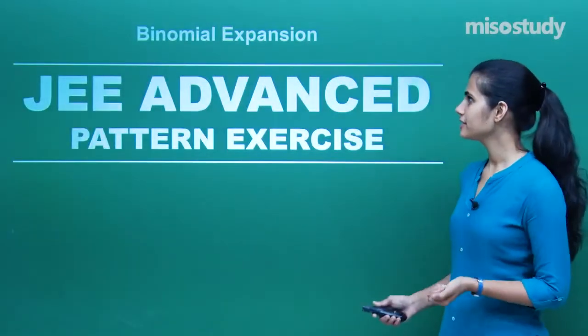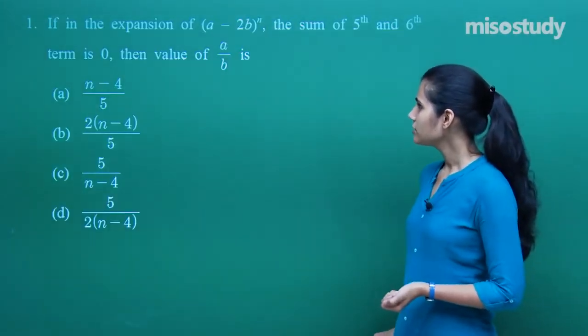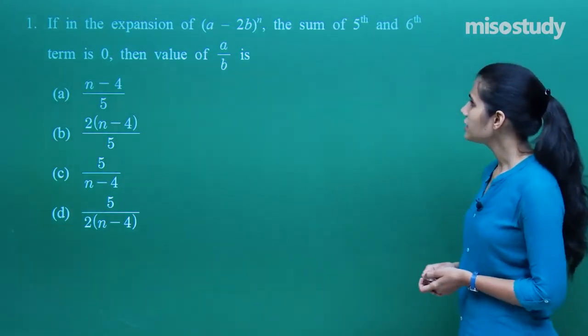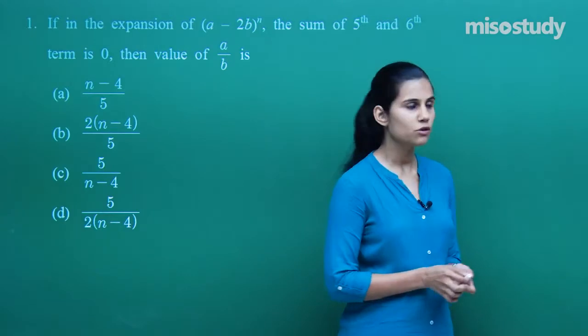Okay guys, let's begin the discussion of the questions. First question says that if in the expansion of (a minus 2b) whole to the power n, the sum of 5th and 6th term is 0, then find the value of a by b.